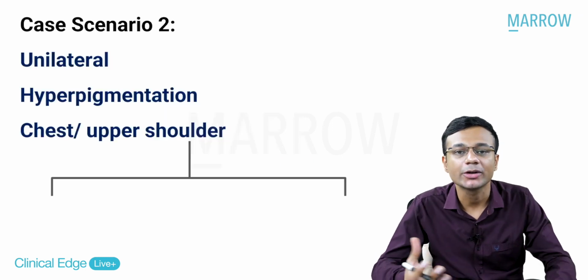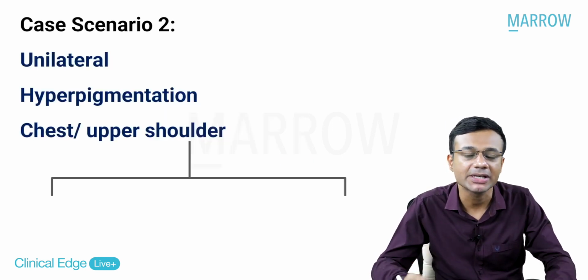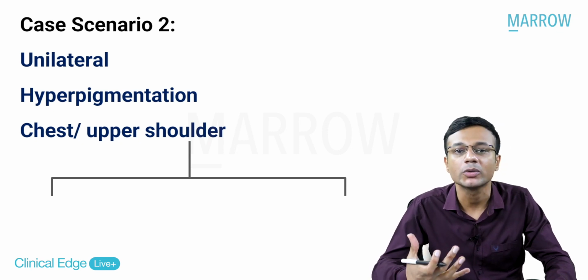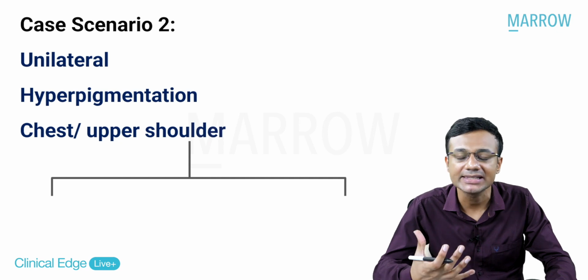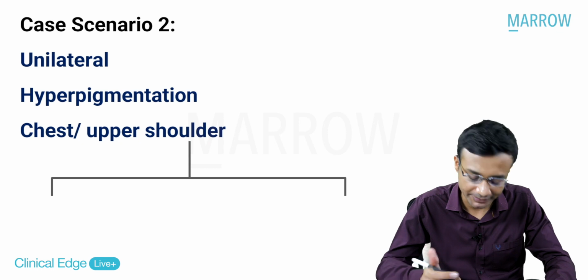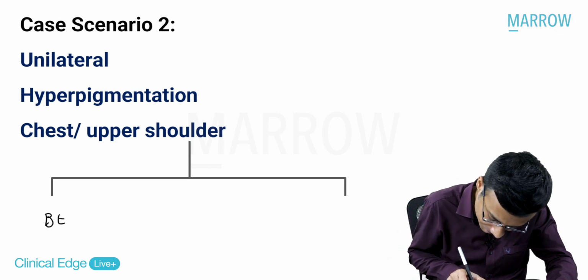Let's take up case scenario 2 in pigmentary disease. So here there is a patient presenting with a unilateral lesion which is hyperpigmented, located over the chest and the upper shoulder. With these 3 important points, there are 2 important differential diagnoses I would want to consider. Number 1 is going to be Becker's nevus.